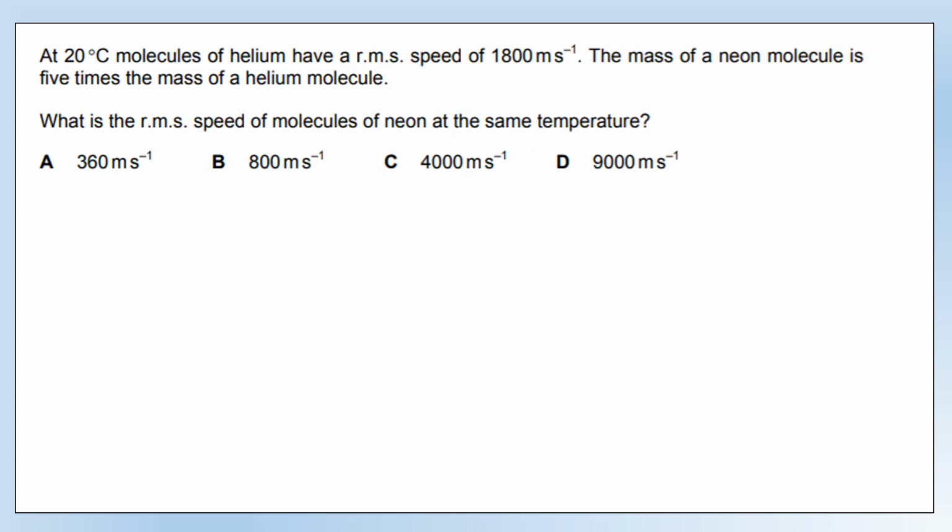So at 20 degrees, molecules of helium have an RMS speed of 1800 meters per second. The mass of a neon molecule is 5 times the mass of a helium molecule. What is the RMS speed of molecules of neon at the same temperature? The key idea here is that temperature is directly proportional to kinetic energy, which is proportional to half mv squared. So if the mass of neon is 5 times the mass, v squared is going to be 5 times lower, which means each v is going to be square root of 5 lower. So what we're looking for is 1800 divided by the square root of 5, which is just over 2. So it's going to be B.